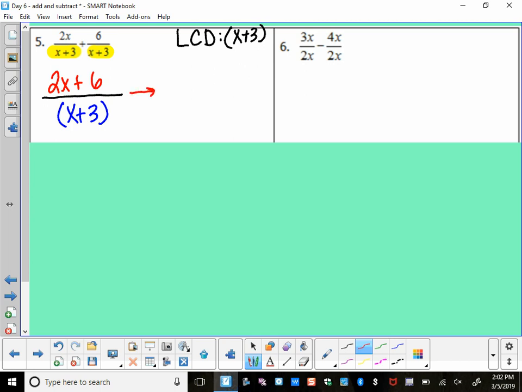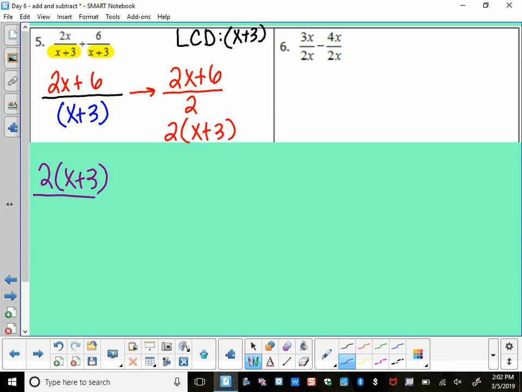Let's take a look at this 2x plus 6 for a second. Can I take a GCF in 2x plus 6? What is it? 2. So when we divide, we get x plus 3, right? So my answer here is 2 times x plus 3 divided by x plus 3. Is there anything here that I can cancel out? You can get rid of your x plus 3's. So what's left over? Just 2.